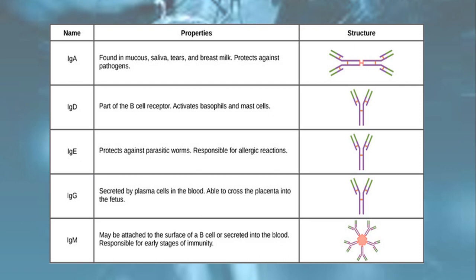Immunoglobulins of type G are also secreted by the plasma cells into the blood, and they have a very important property: crossing the placenta to the fetus. So when the mother is pregnant and produces antibodies, the antibodies of type G have the ability to move from the mother's blood to the fetal blood across the placenta. Okay, this is a very important property you shall know about the immunoglobulins of type G. As for the immunoglobulins of type M, they may be attached to the surface of the B cell, or they can be secreted into the blood, and they are responsible for early stages of immunity.